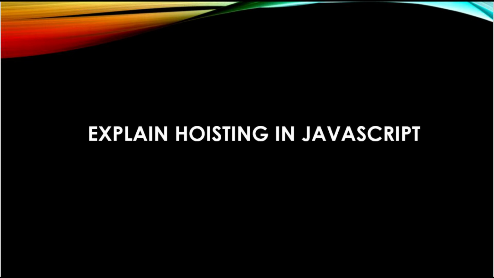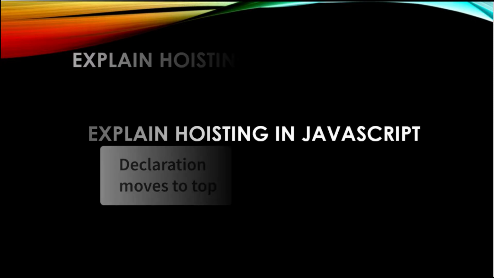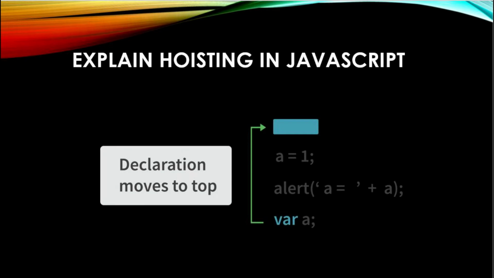Hoisting is a default behavior of JavaScript where all the variable and the function declarations are moved onto the top. This means that irrespective of whether the variables or the functions are declared, they are moved on top of the scope. The scope can be both local and the global. Let's understand this with an example.